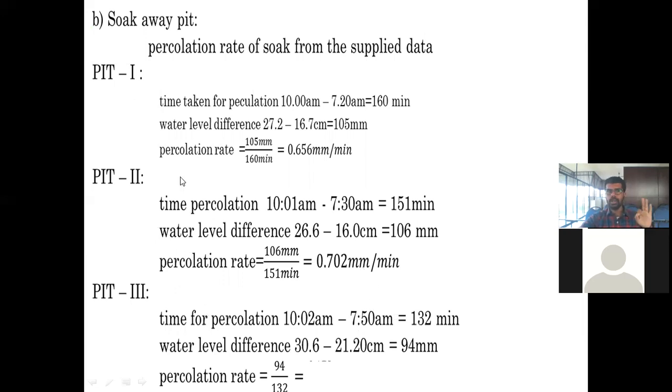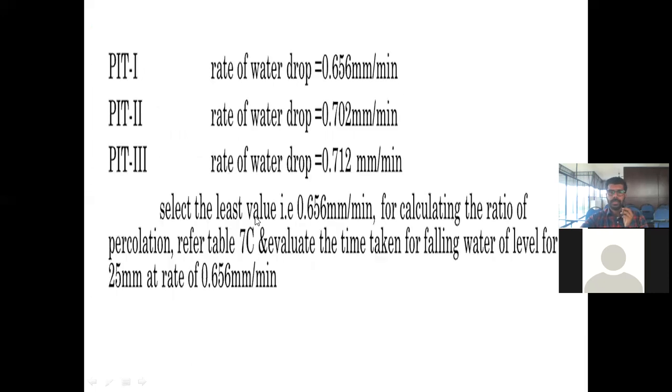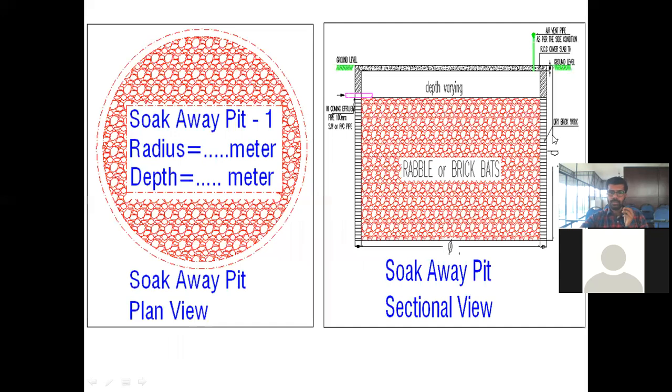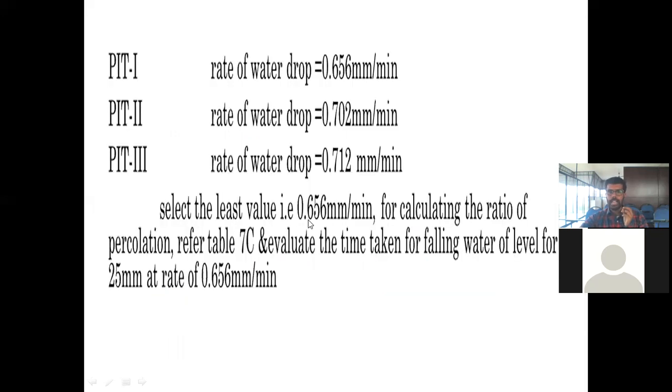So we have found pit 1, pit 2, and pit 3. Which pit will we choose? We choose the minimum percolation rate from the 3 pits. Here we have 0.656, 0.702 and 0.712. So select the least value, that is 0.656 mm per minute.